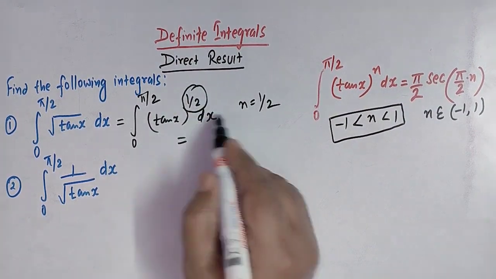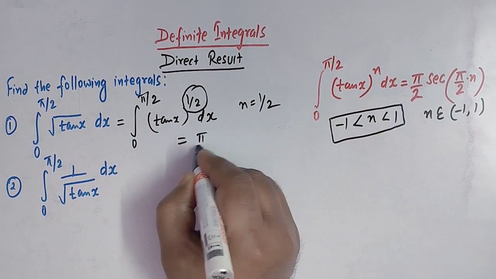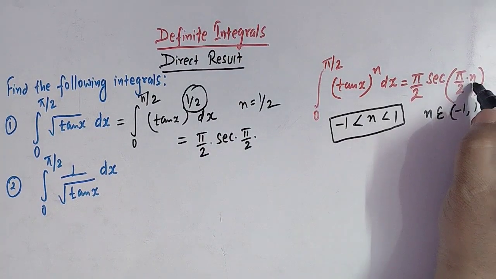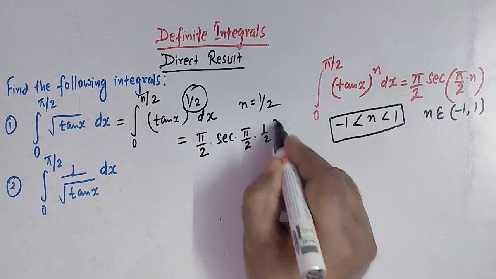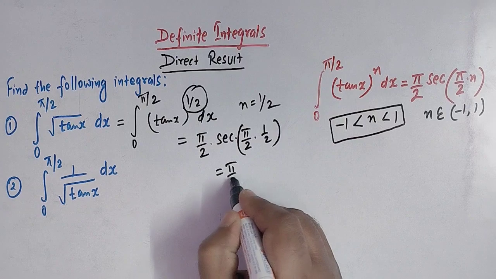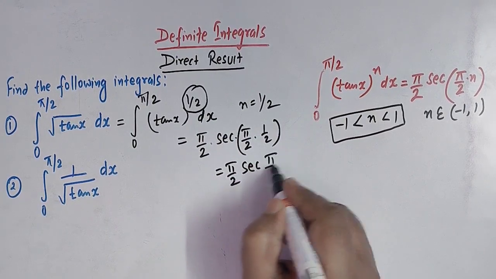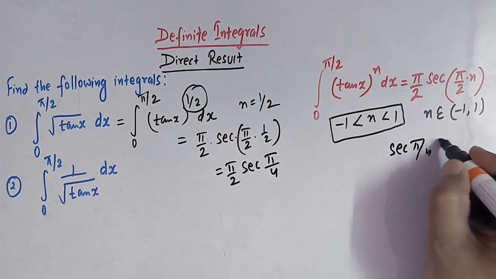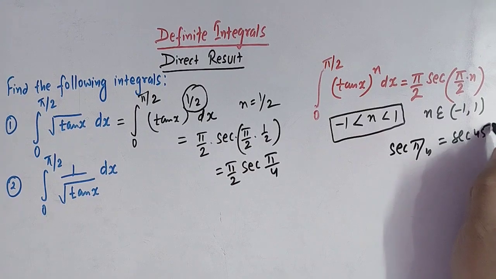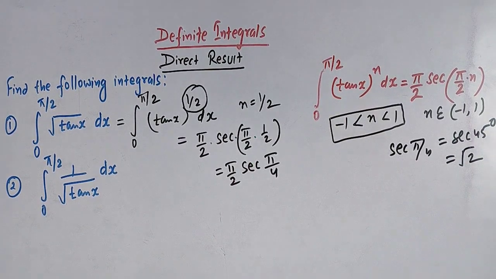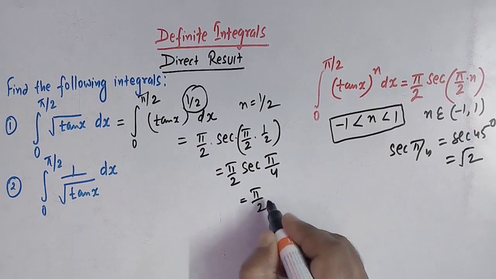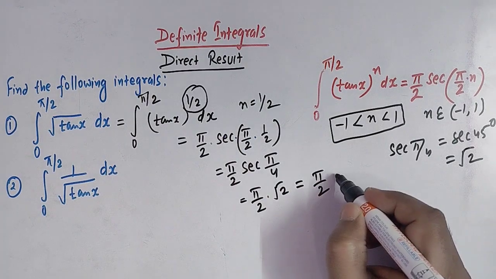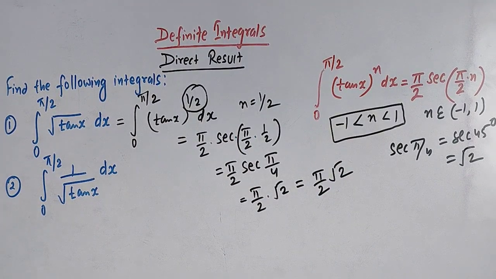So the value of this integral is pi by 2, then we have secant of pi by 2 times n. So n is half, so this is pi by 2 and secant of pi by 4. And secant of pi by 4 is equal to secant of 45 degrees, so that is equal to square root of 2. So here we have pi by 2 times square root of 2. So the value of this integral is pi by 2 times square root of 2.